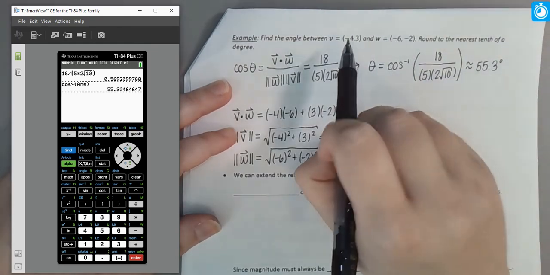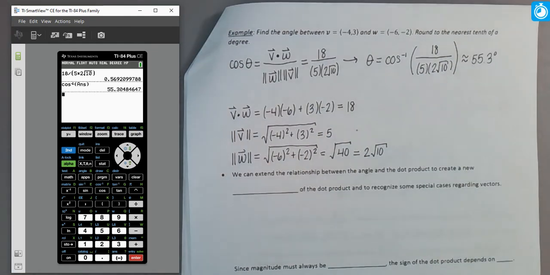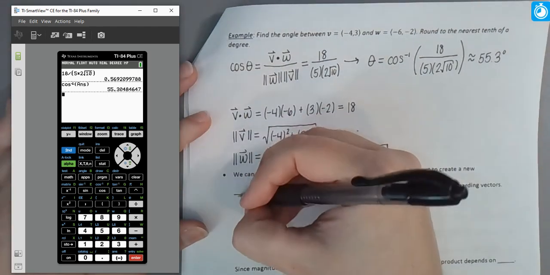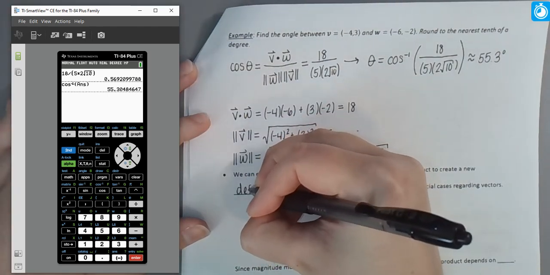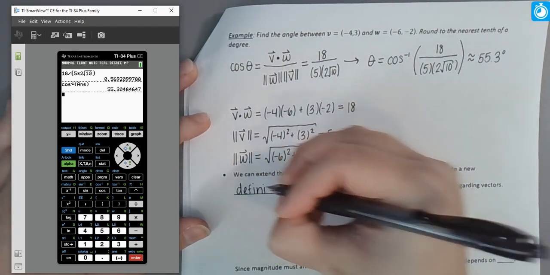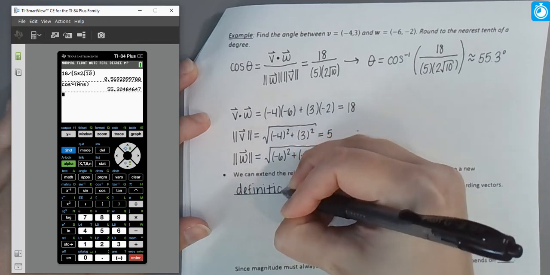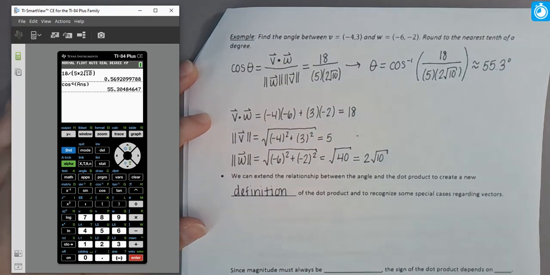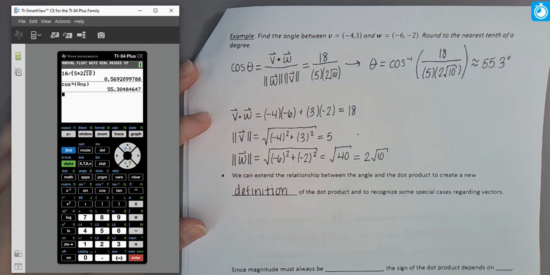So that is going to be the angle between our two vectors. And again, if we knew their direction angles, which we could certainly find, we could find the angle that way just by comparing their direction angles. This is going to give us another option. So we can extend this relationship in order to create a new definition of the dot product, this relationship between this direction angle and the dot product and the magnitude of our two vectors.